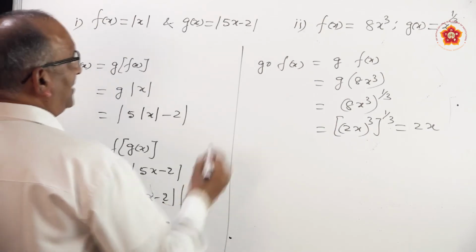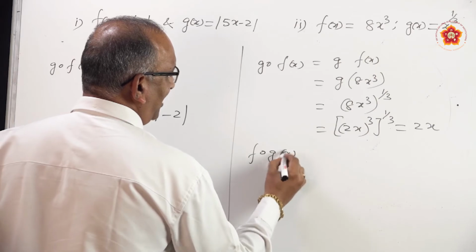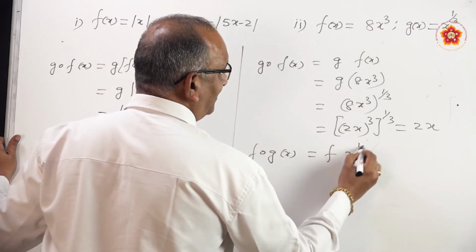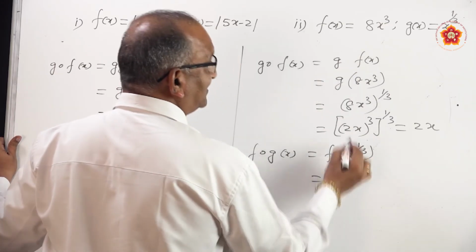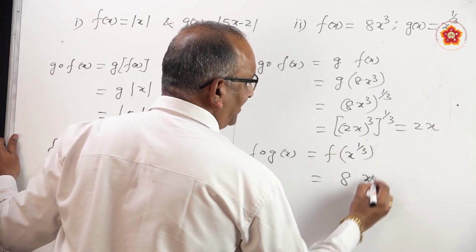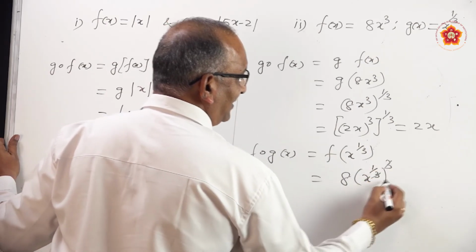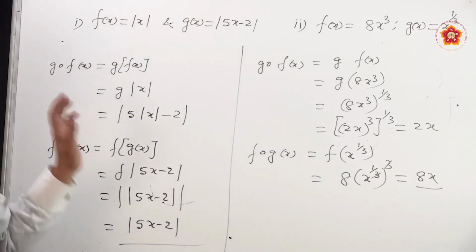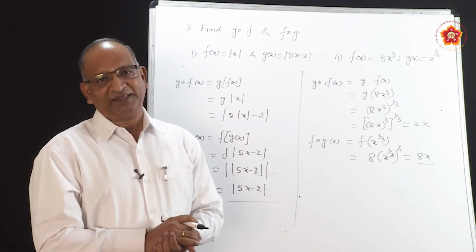Come to the second part. The second part is FOG. What is FOG of x? It is f of Gx. Gx is what? X to the power 1 by 3. What is f? It is 8x cube. Wherever x comes, write x to the power 1 by 3. X to the power 1 by 3 cube. So this 3 and 3 will get cancelled and you get the answer 8x. So in this manner, by using composite function, we can find the values.